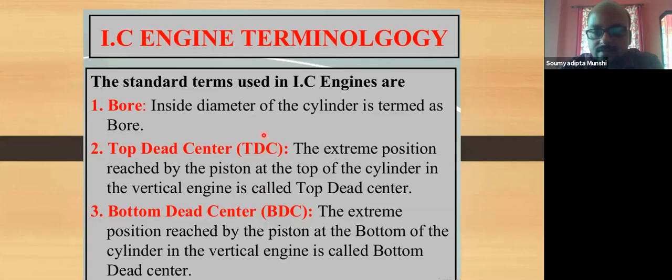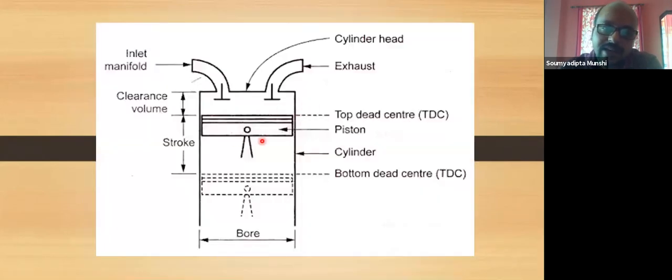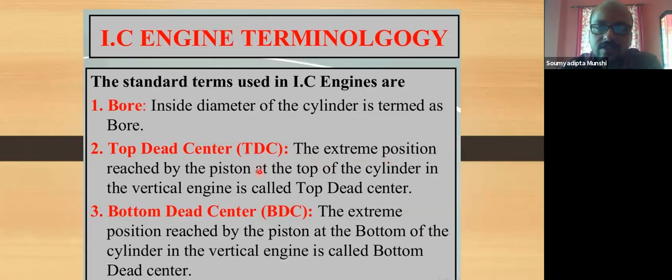Second is top dead center, also known as TDC. The extreme position reached by the piston at the top of the cylinder in a vertical engine is called the top dead center. If you see in the diagram, this is the piston. There is a limit for the piston to go upward, and here is the top dead center, you can see TDC at that point. That means after that the piston will not be able to go. This is the maximum limit the piston can reach inside the cylinder. So this is known as the top dead center. That's why it is written: the extreme position reached by the piston at the top of the cylinder in the vertical engine is called the top dead center.